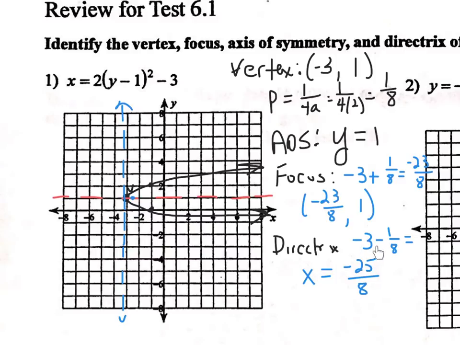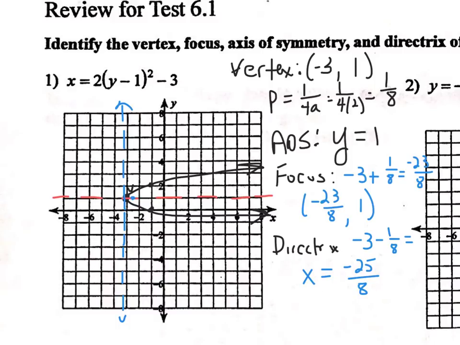So if you're wondering how I got this, I just multiply 3 times 8 and add 1, or subtract 1 in this case. So 8 times 3 is 24, and -24 minus 1 is -25. And I went ahead and left it as a fraction over 8. So this is how we would write the directrix. Now make sure this is a line. Remember, the directrix is this line right here. Since it's a vertical line, it's going to be x equals -25 over 8. So make sure you're writing your directrix as a line.